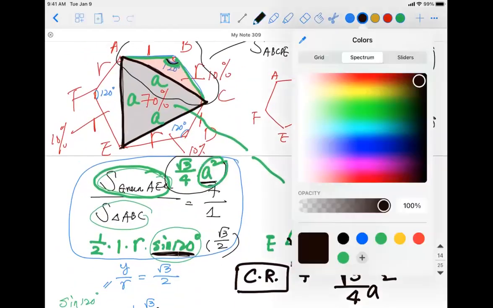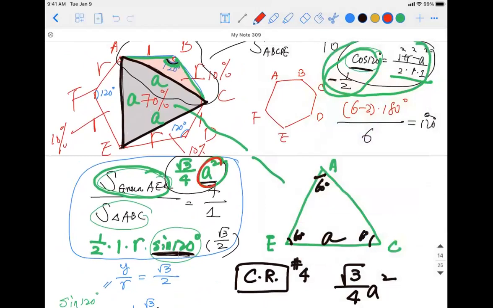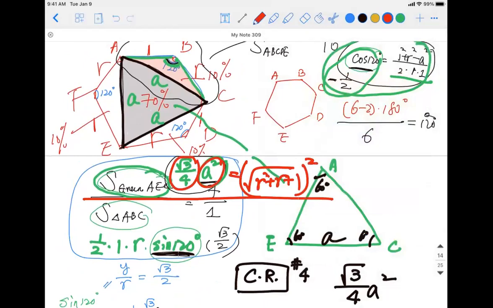You replace A, let me change the color maybe to red, using root R squared plus R plus one. You want to take a perfect square. This is √3/4 over 1/2 times R times one times √3/2. This equals 7/1. You have nothing but a quadratic equation with only one variable, which is R. So it's easy for you to determine the value for R.